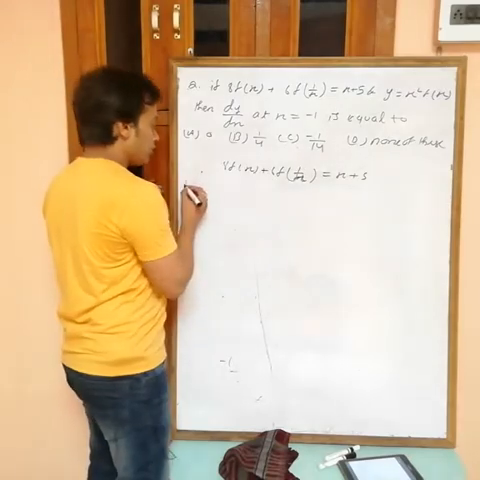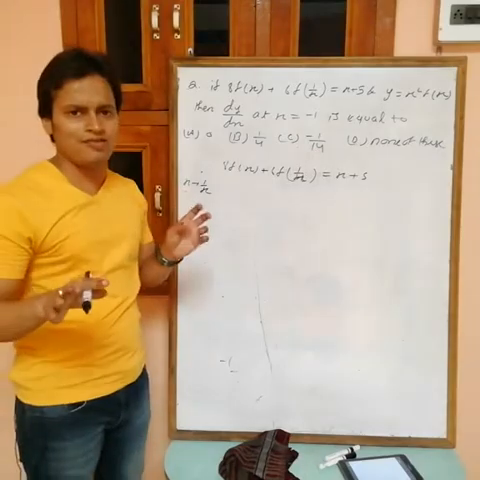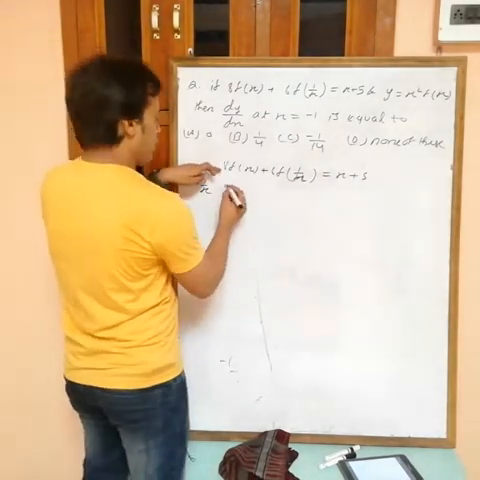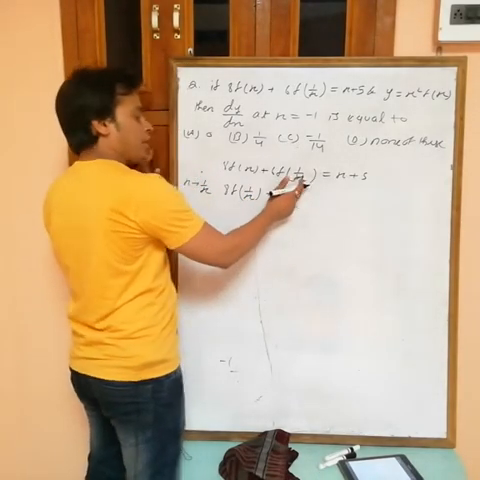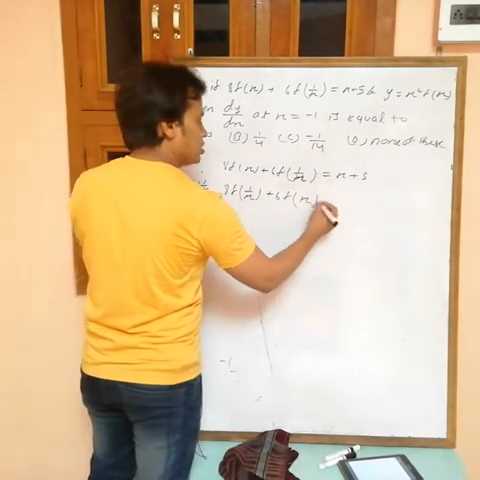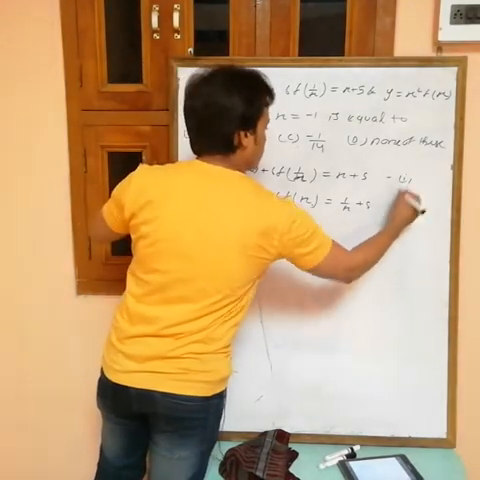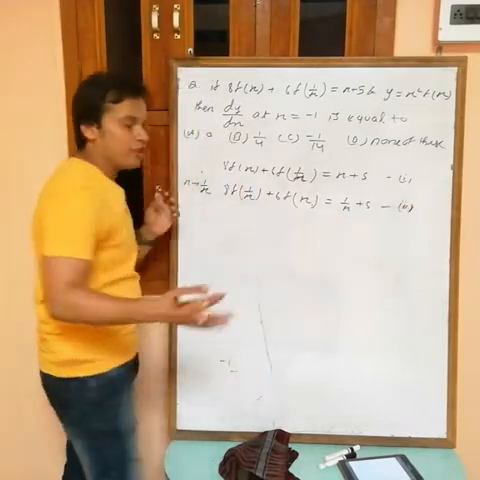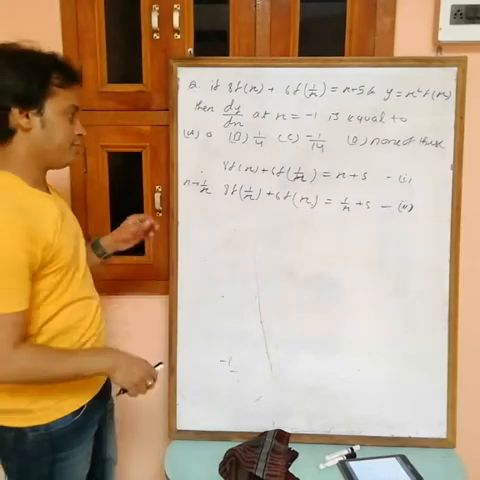So in this one, replace x as 1/x, because this equation is true for any value of x. Then what will we get? 8f(1/x) plus 6f(x), because at the place of x if you put 1/x, it becomes 1/x plus 5. Okay, this is the first equation and this is the second equation. Now what do we want? We want the value of f(x), so we have to cancel out f(1/x).